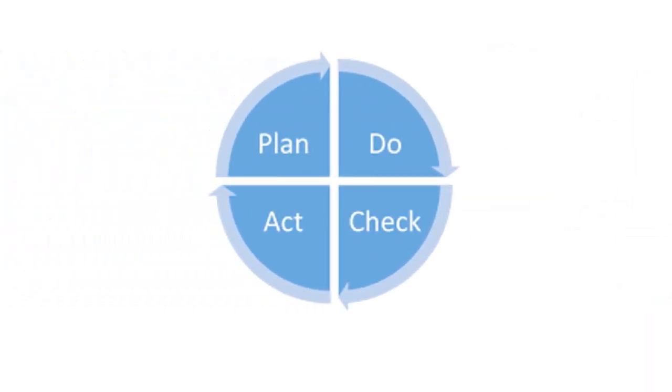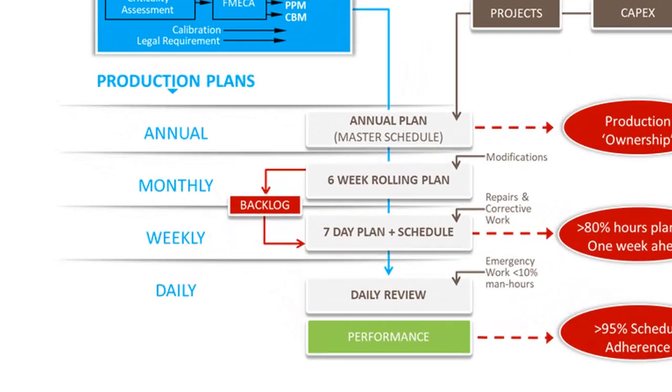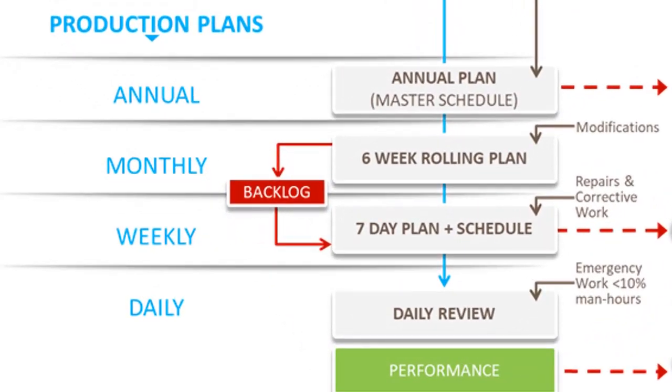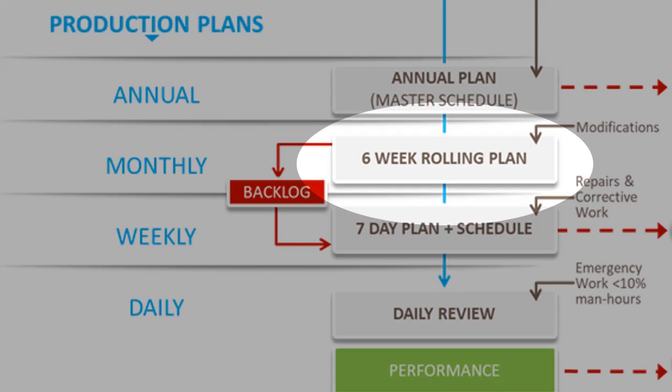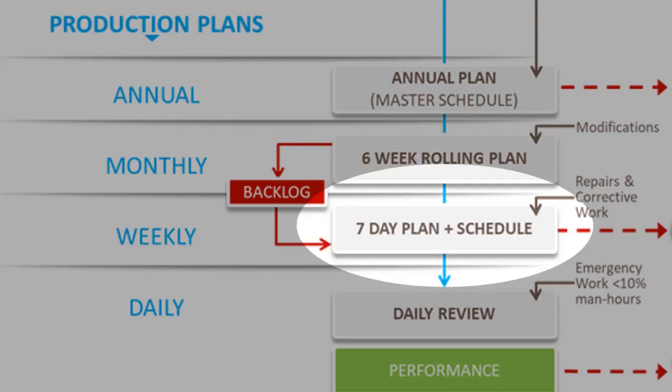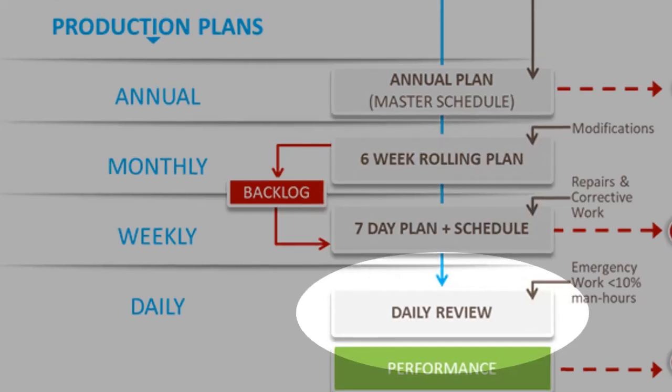The planning and scheduling cycle for asset care follows a PDCA cycle. It considers 4 different time frames for planning and scheduling: the annual plan, the 6-week rolling plan, the weekly plan, and the daily review.